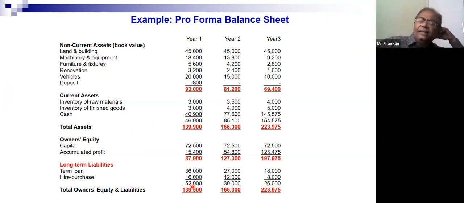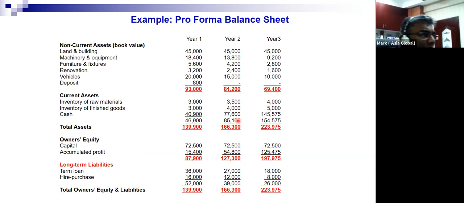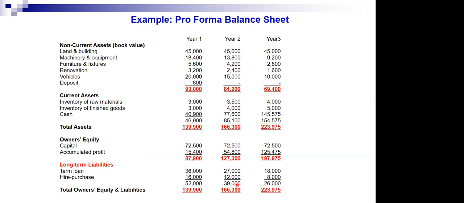Now let's look at the next year, the second year. Let's do the quick ratio. The quick ratio is what? Look at the current asset. What is it? 85,000. What is the total liability? 39,000. Can you divide 85,000 by 39,000? Is it higher than 1? 2.18. Yes, 2.18. Very good.